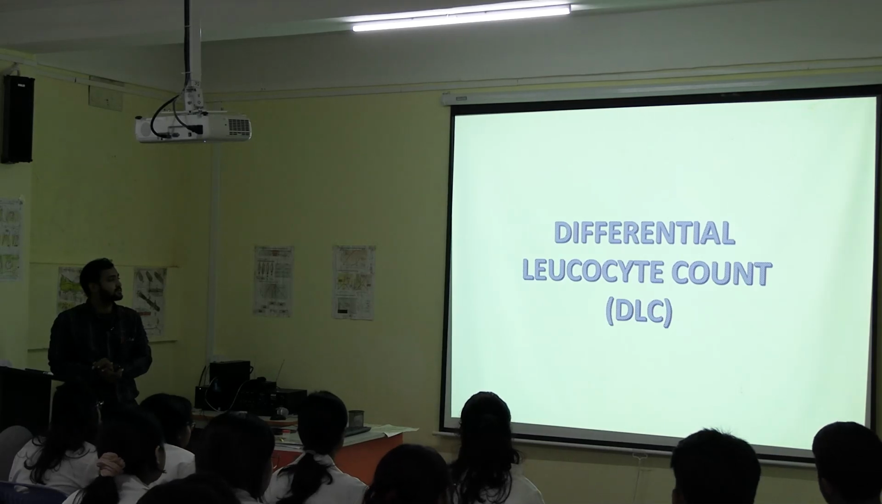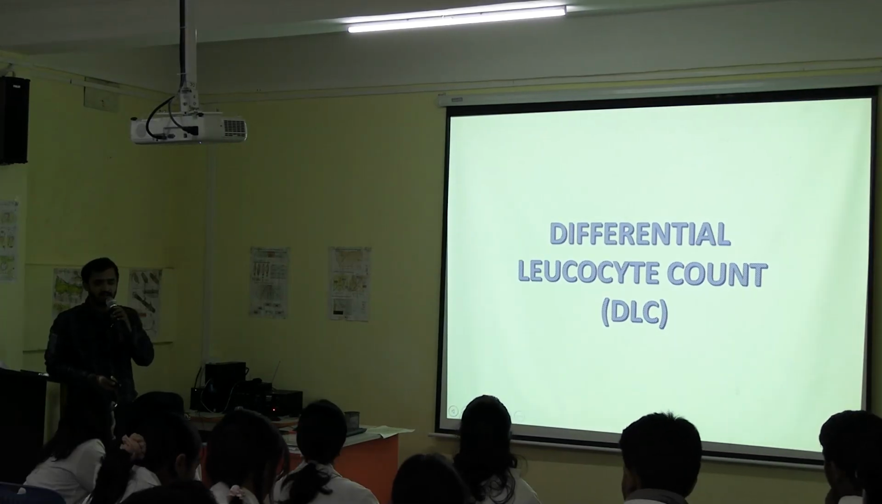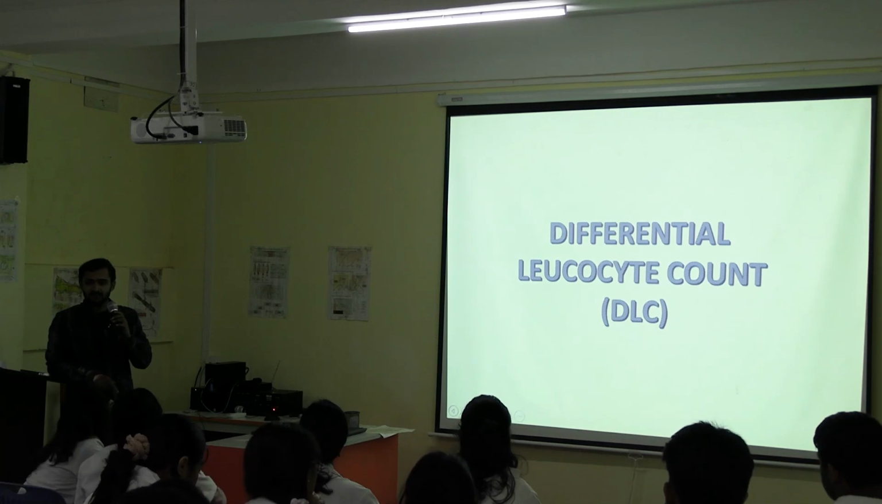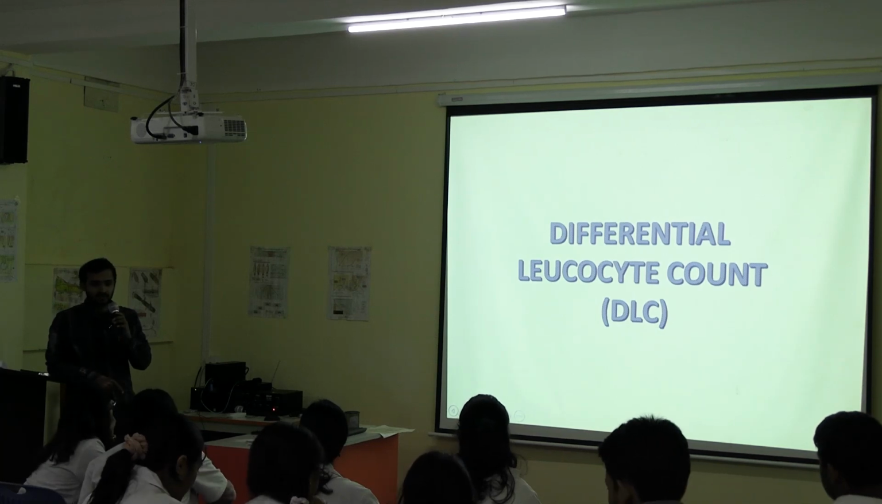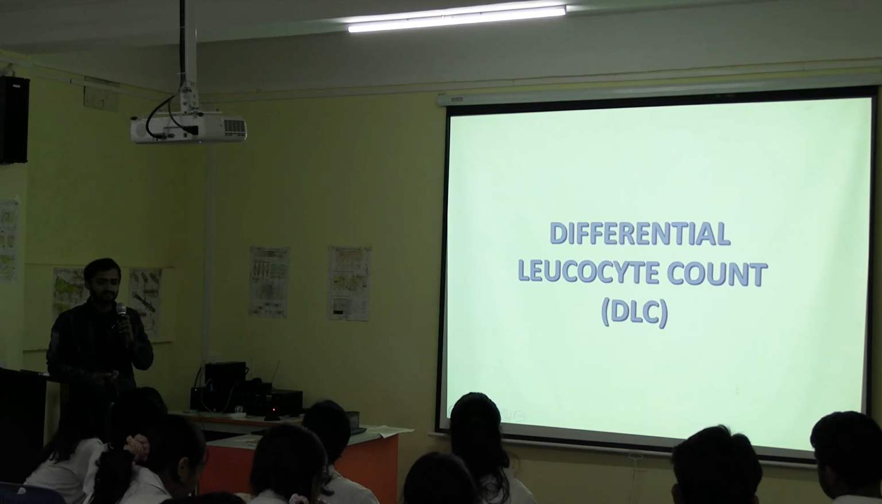So today's class is about differential leukocyte count. So what is differential leukocyte count? Previously you have counted total, na? So this is about differential. Means?